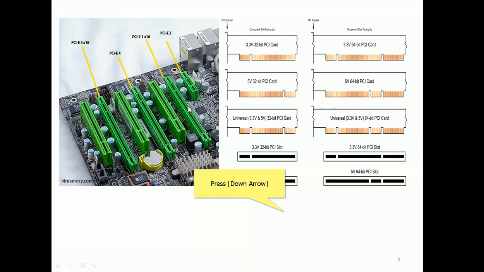Similarly we have a 64-bit PCI slot. For example, the Windows 10 operating system is a 64-bit operating system, whereas Windows 7 is 32-bit. So for the latter we need a PCI 32-bit card, and here we need a 64-bit card. The 5 volt and 3.3 volt depends upon the architecture you need to select. Again there is the universal one, that is 3.3 or 5 volt dual capability 64-bit PCI card, and also a 5 volt 64-bit card. The corresponding slots will be there.